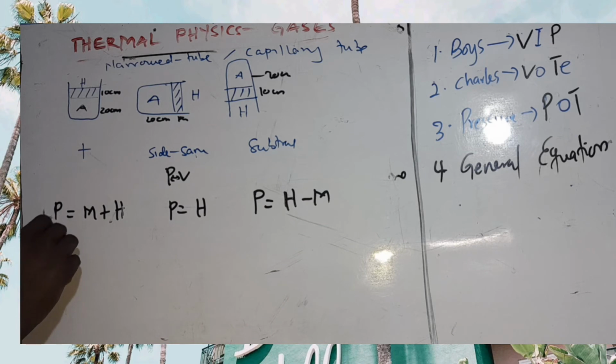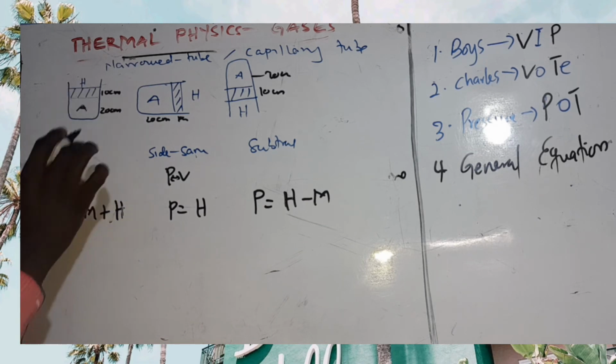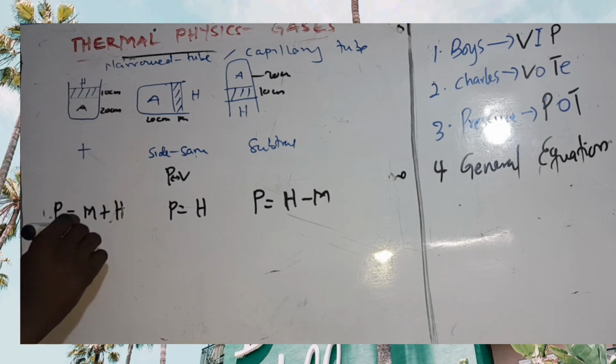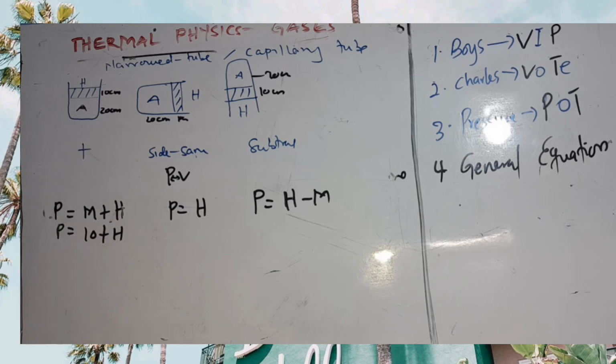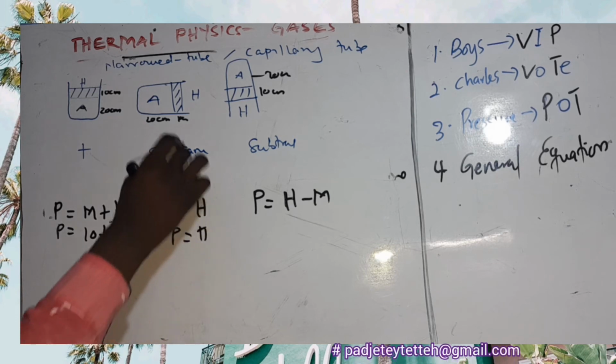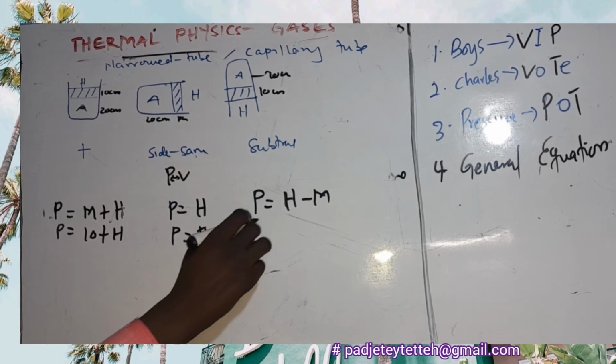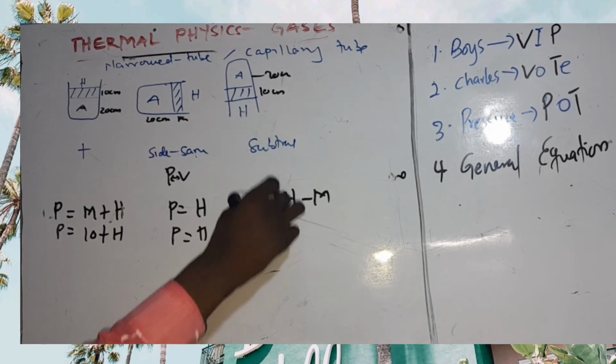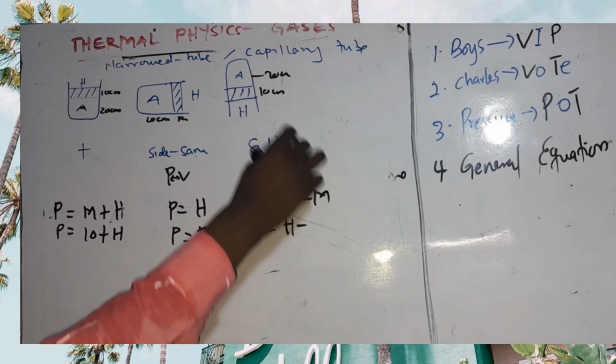So here we know the mercury. The total pressure here is going to be 10 plus H, which is the atmospheric pressure. Then here, the pressure is just H. We will not add the mercury to it. Then if it's downwards, the pressure will be the atmospheric pressure minus that of the mercury.